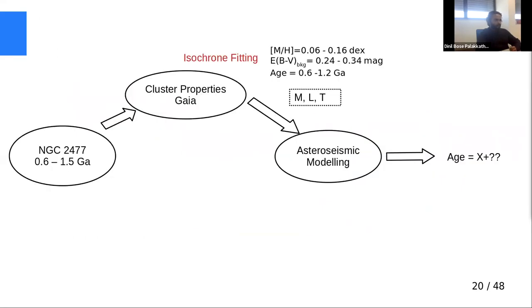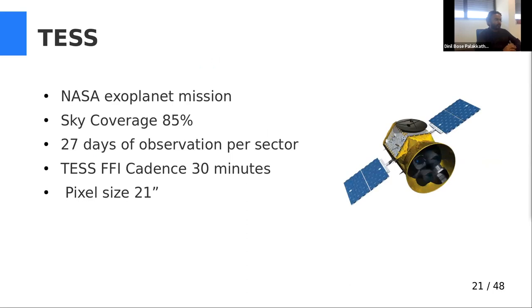So first of all, we studied the properties of the cluster, and after the isochrone fitting, we know that the age is between 0.6 to 1.2 gigayear. Now we have to find oscillating stars in the cluster. In order to find the oscillating stars, we started to look into the TESS data. Here we are using the TESS full frame images because they cover 85% of the sky. For a sector, it observes around 27 days. And the cadence of TESS full frame images is 30 minutes.